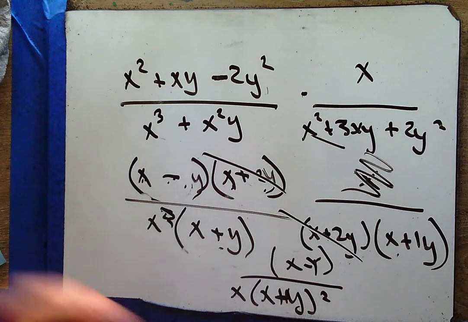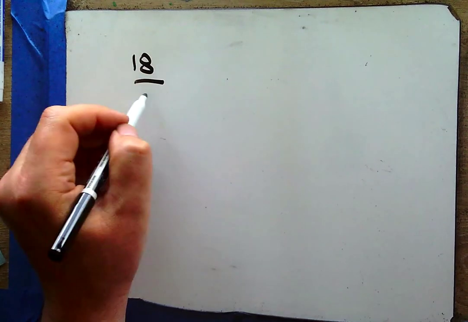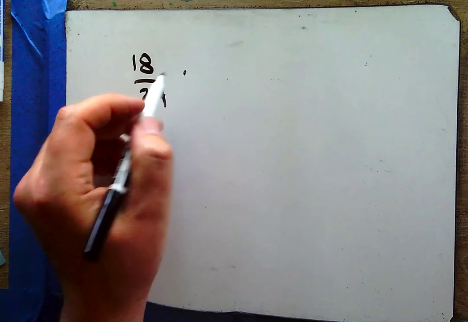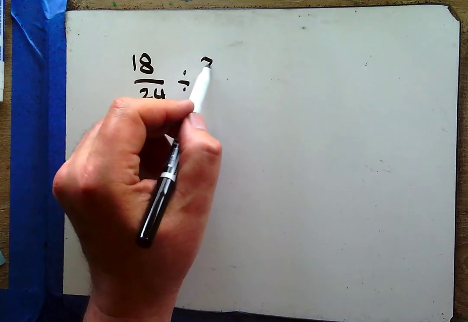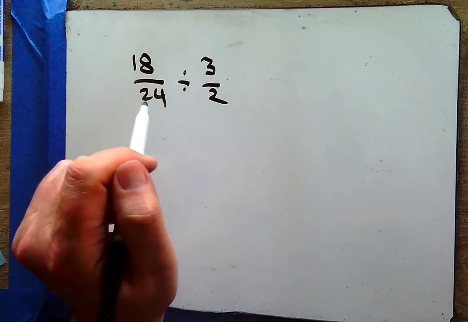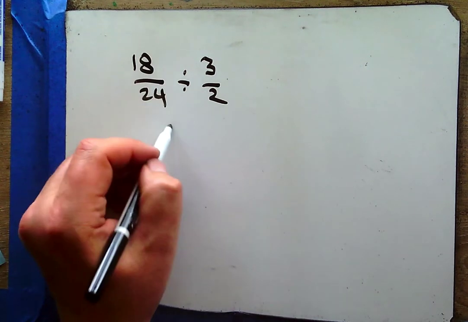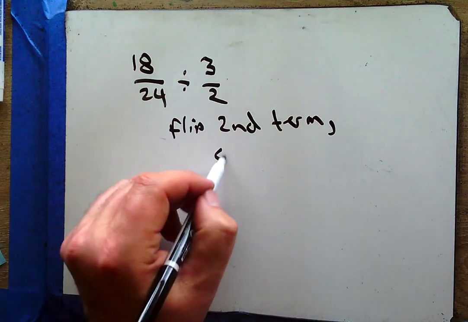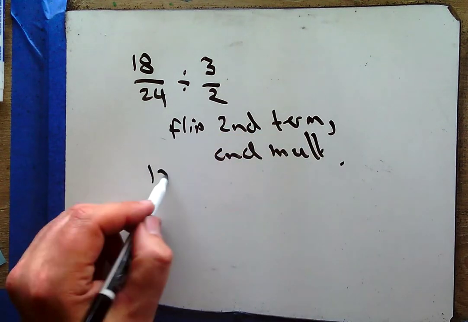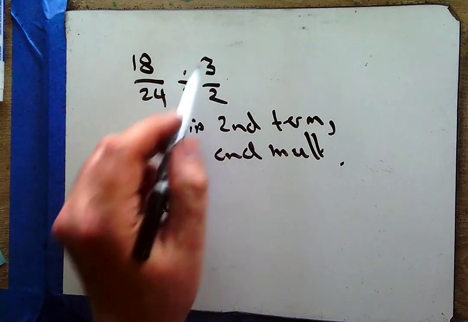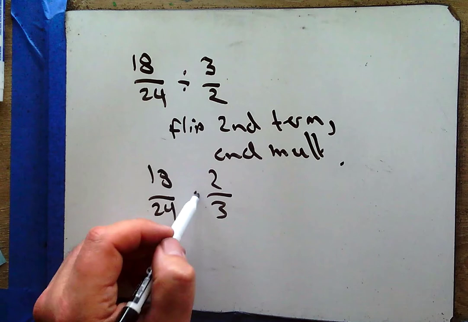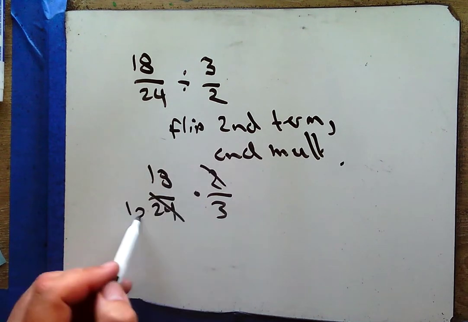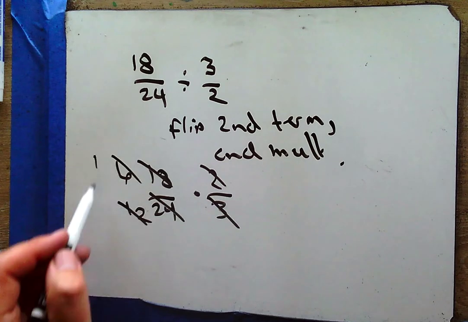Alright, so that's multiplying rational expressions. Next, let's take a look at dividing rational expressions. What did your teacher say when they gave you 18 over 24 divided by 3x? Well, remember, when dividing fractions, we flip the second term and multiply. So we're still going to have 18 over 24. That one doesn't change, but the second term flips and we change to multiplication. And then we can do our canceling. And I get 1.